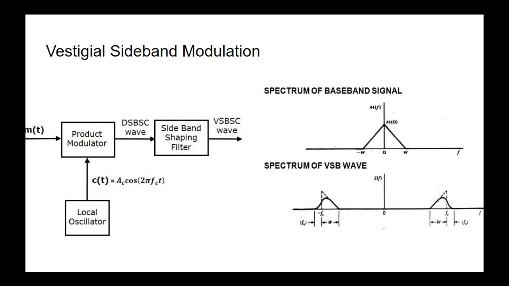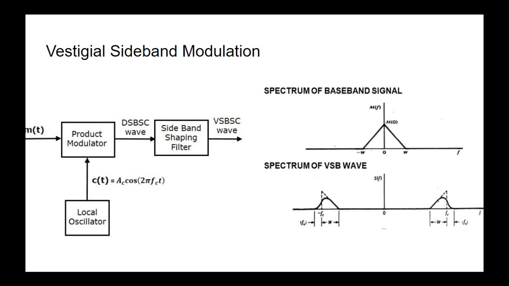Now, vestigial sideband modulation. This one is the same as single sideband suppressed carrier modulation. You can see the block diagram of the vestigial sideband modulator. It is the same as the single sideband suppressed carrier modulation scheme, and the only difference is that here the filter is a practical one, and it will not cut off the other sideband component completely, because the filter response is gradual.